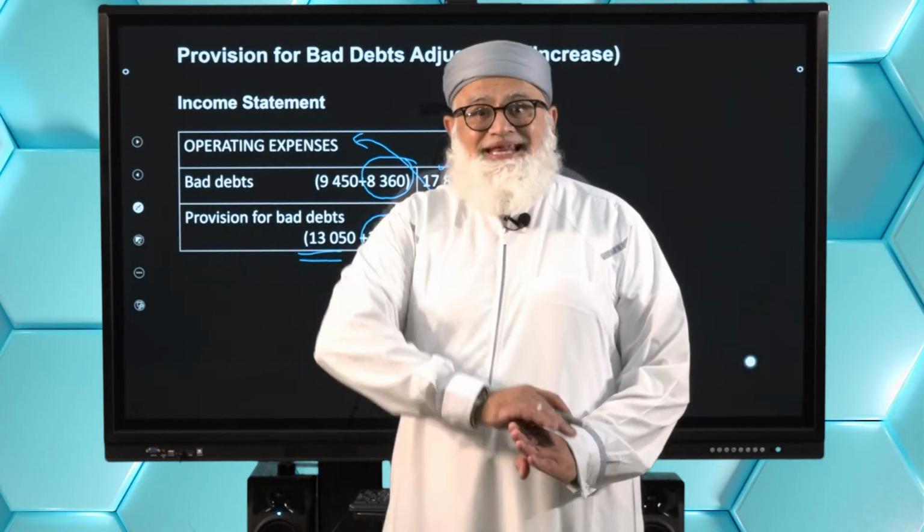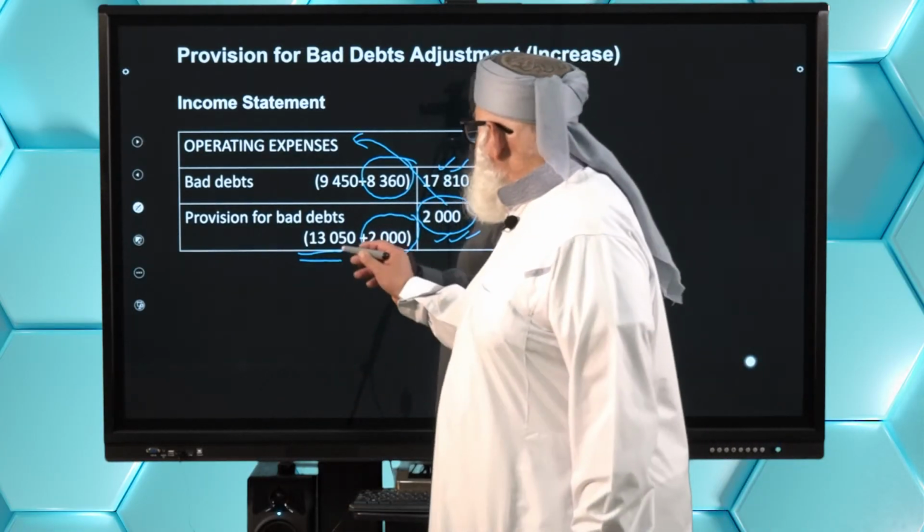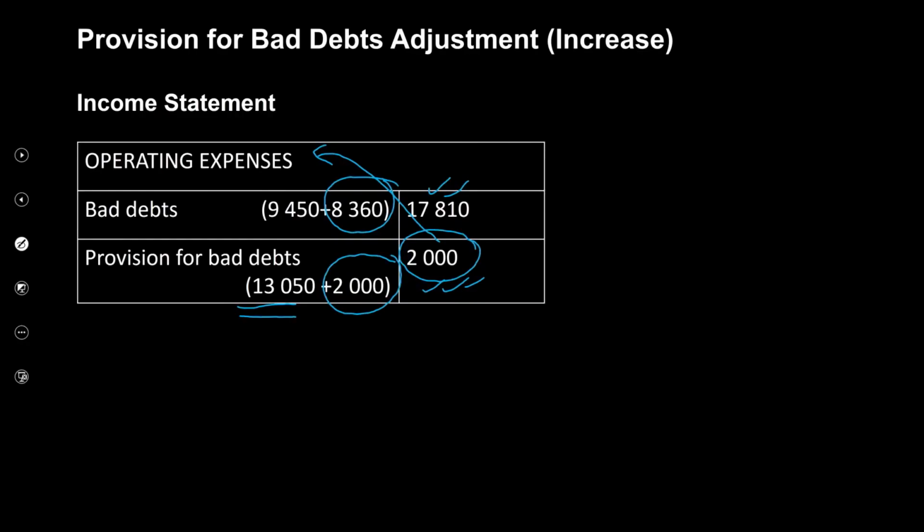Why? I'm increasing my provision for bad debts. Therefore, if this figure now has to appear in my balance sheet, it will appear as 15,050. Why 15,050? Because I had a provision of 13,050 plus that figure to give me my new provision of 15,050. This figure here appears in my balance sheet. But in my income statement, I will show the 2,000 Rand, which was an increase of the provision.